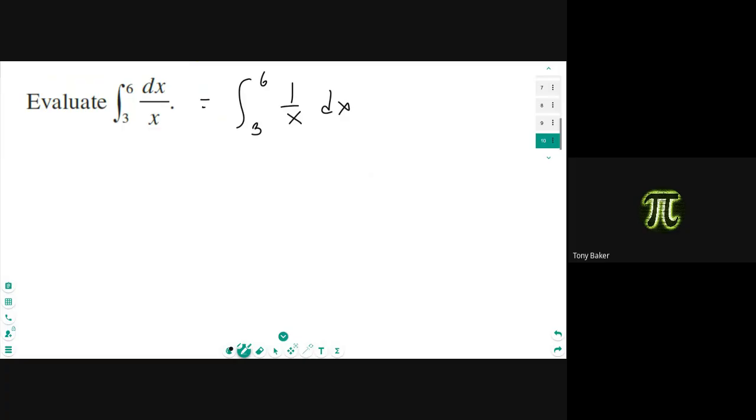So what is the integral of 1 over x? The natural log. Yeah, this is the natural log. Remember, it's x to the -1. If I added 1, I get 0. That wouldn't work. So this is the natural log. So it's ln of x from 3 to 6. So it's ln of 6 minus ln of 3.